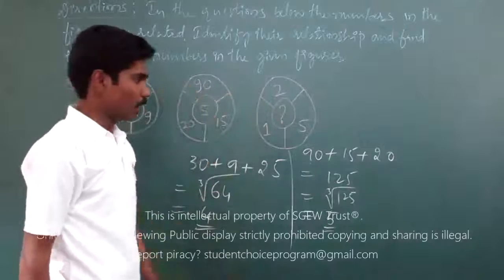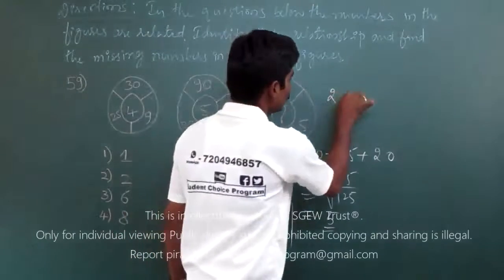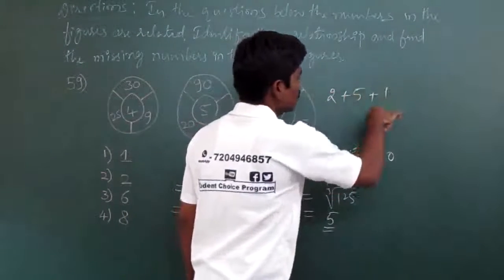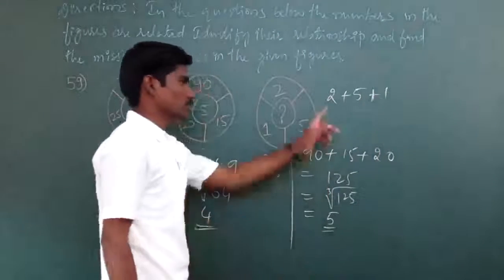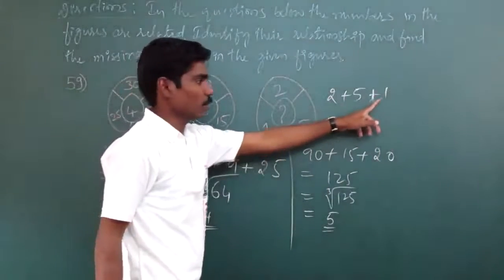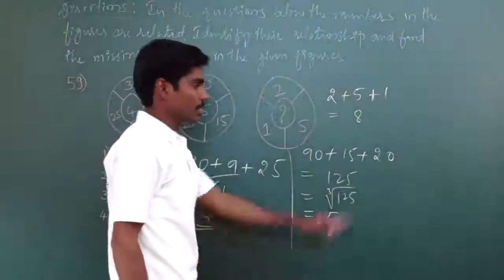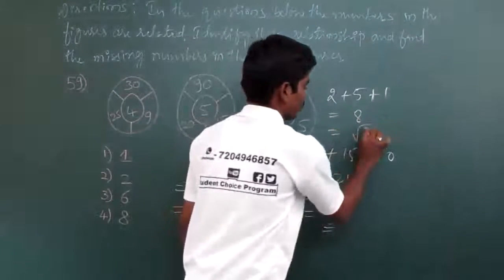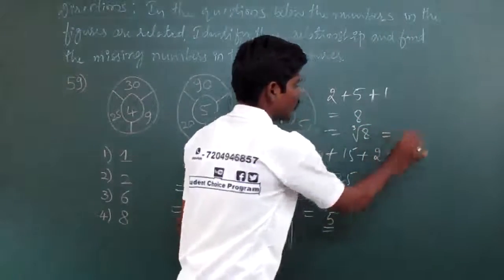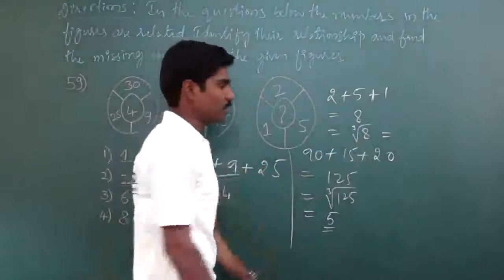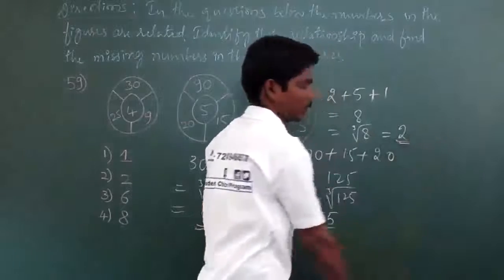For that, let me consider the numbers 2 plus 5 plus 1. Okay. Now what is 2 plus 5? It is 7. 7 plus 1 is what? 8. Now what I have to do? I have to take the cube root of 8. Now what is the cube root of 8? Yes, of course it is exactly 2.